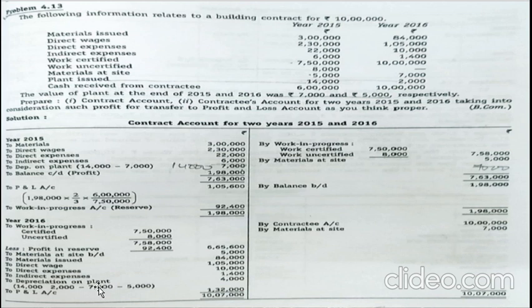Then we have work certified, which is mentioned in the problem as 10 lakh, and there is no work uncertified because the contract is completed after 2 years. This 10 lakh is nothing but your contract price. As the contractee is giving you the money, you write by contractee's account 10 lakh.